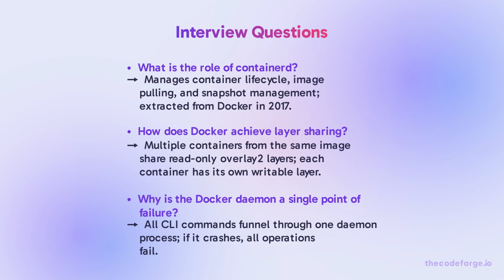How does Docker achieve layer sharing? Multiple containers from the same image share read-only overlay2 layers. Each container has its own writable layer. Why is the Docker daemon a single point of failure? All CLI commands funnel through one daemon process. If it crashes, all operations fail.